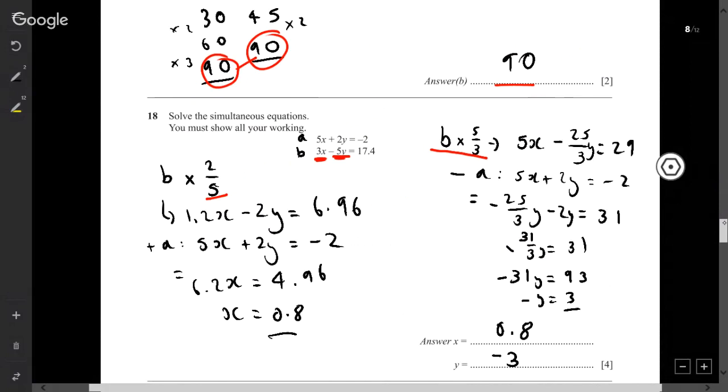So that means that these cancel out. It just becomes 25 over 3y minus 2y equals 31. That all totals up to minus 31 over 3y equals 31. Well, we can see that there's two 31s. That's quite nice. So we're going to take the 3 over there. Minus 31y equals 93. Therefore, minus y equals 3. So y equals minus 3. Just take that minus over to the other side. And there we go.